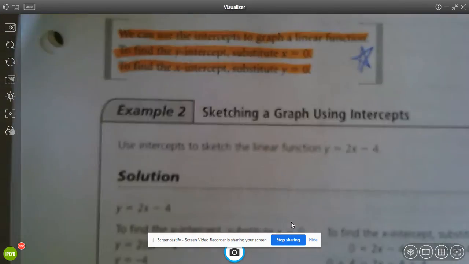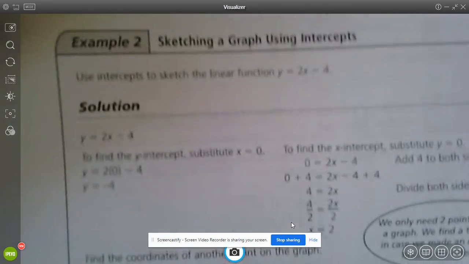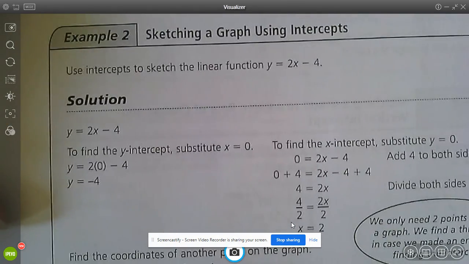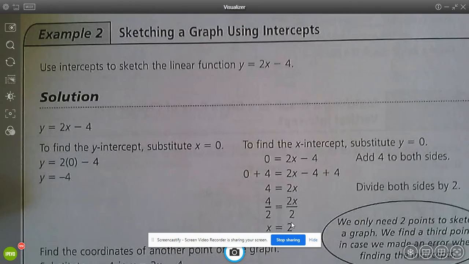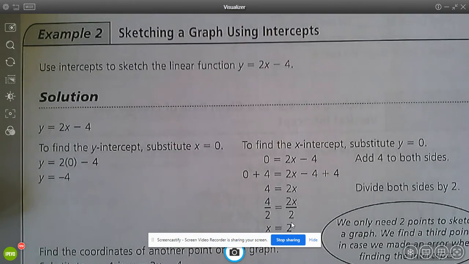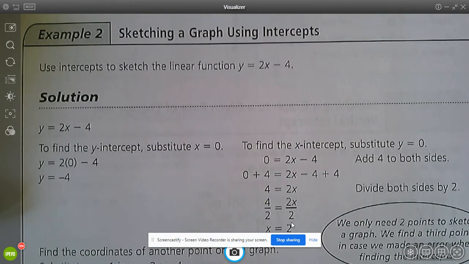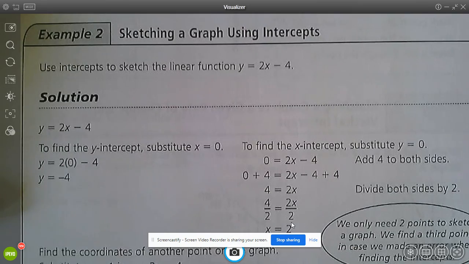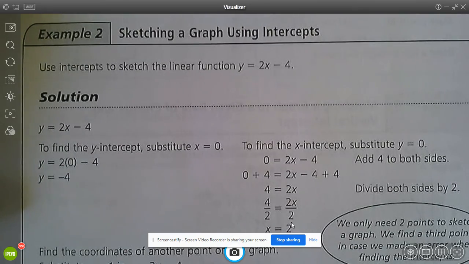So let's take a look at this next example here. They're going to now find the x and y intercept of this graph and then use that to plot the graph. So to plot those points on the graph and make the line for that equation. So it says here, use the intercepts to sketch the linear function y equals 2x minus 4. Okay, so again, I need to find both the x and y intercept. Those are going to be my 2 points I can use on my graph.